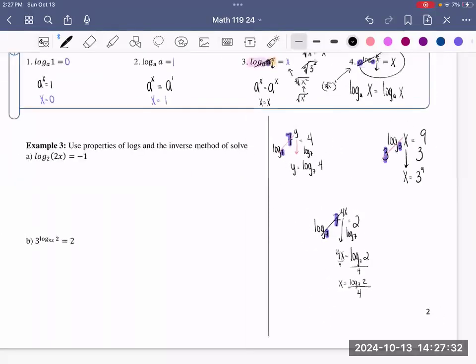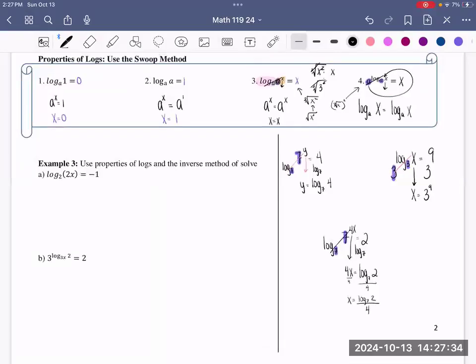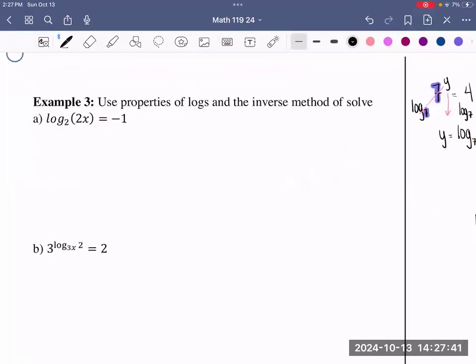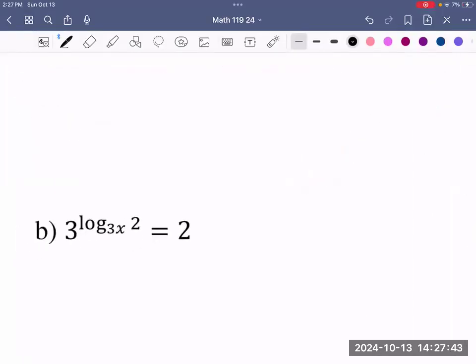So now that hopefully you feel a little bit more comfortable taking the equivalent place, let's take a look at example 3. Now, example 3, I wrote b incorrectly. So this should be not x in the base over there, but it should be x over here, or if you prefer, 2x right there is perfectly fine.